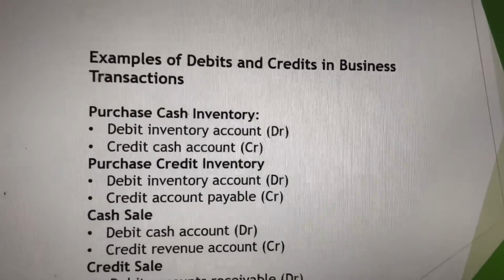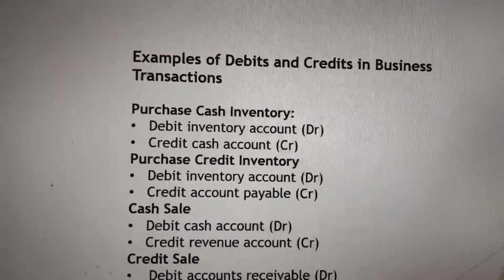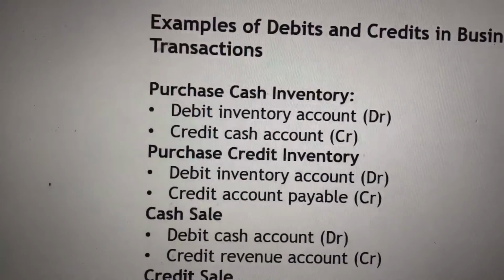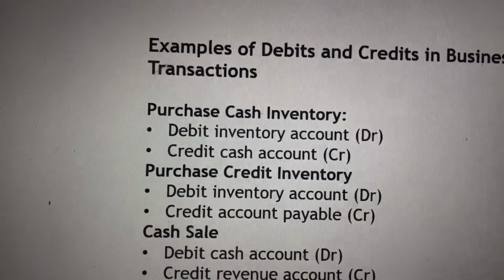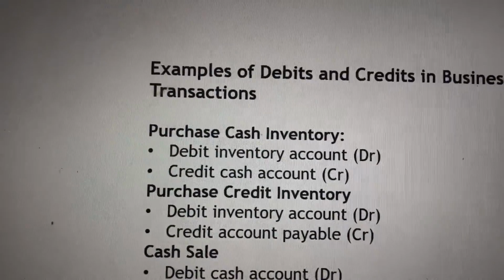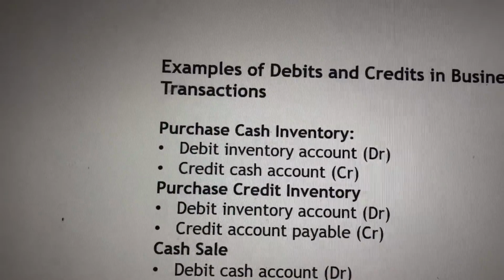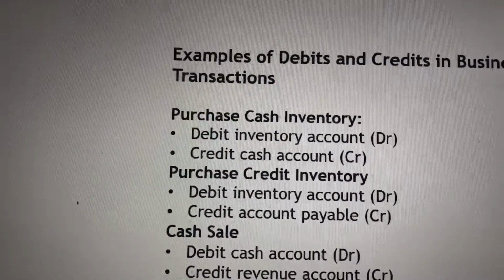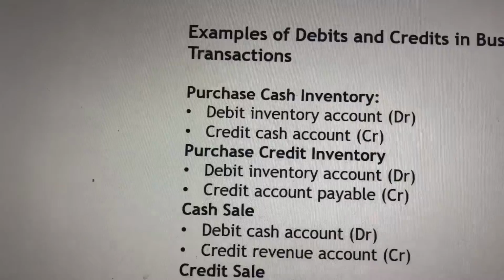Let's give some examples of debit and credit entries in business transactions. Purchase of inventory with cash: anytime we purchase items from our supplier, we must debit the inventory account and credit the cash account. And when we purchase on credit, we have to debit the inventory account and credit accounts payable. When we do cash sales, we debit the cash account and we credit the revenue account.